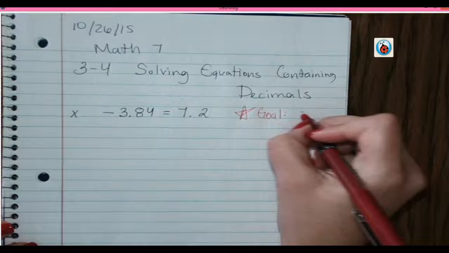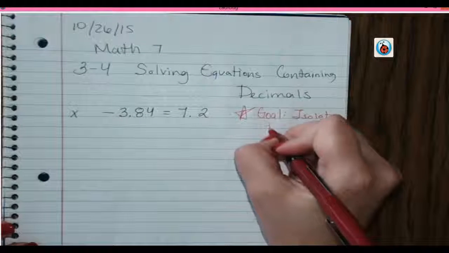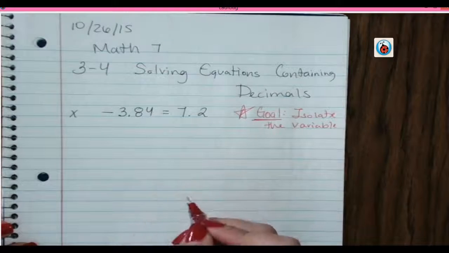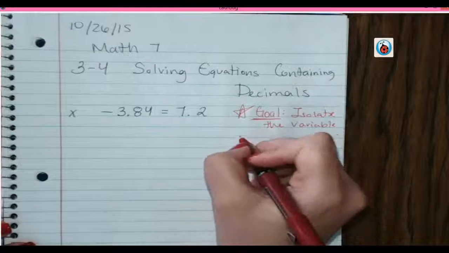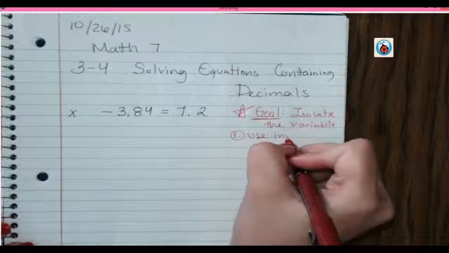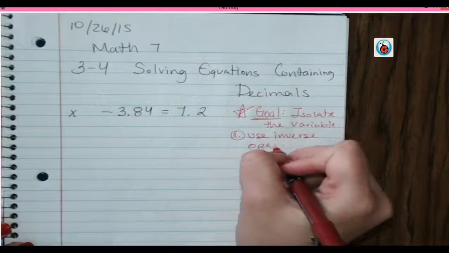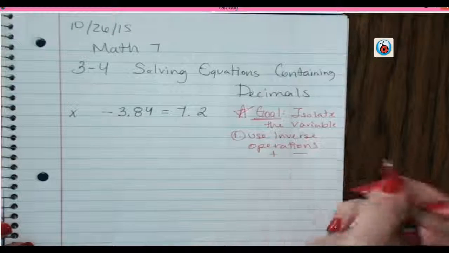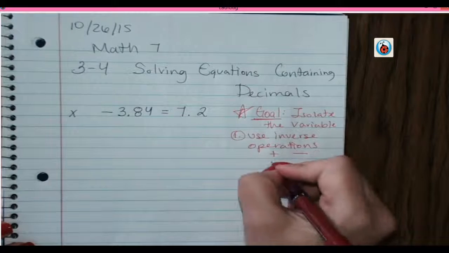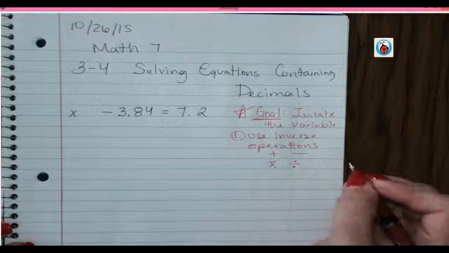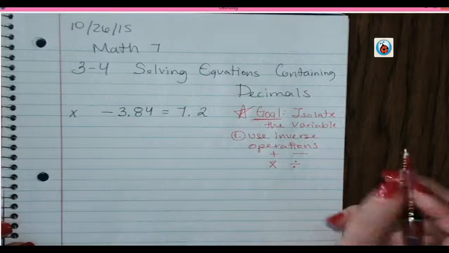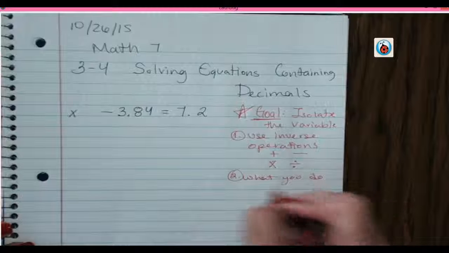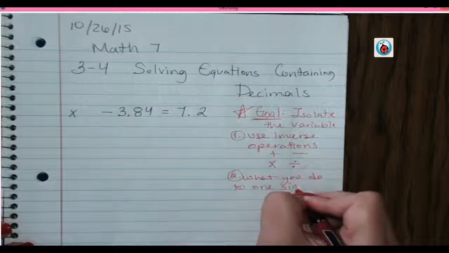Isolate the variable. This means that we want the variable by itself on one side of the equal sign. Step 1: Use inverse operations. The inverse of plus is minus, the inverse of minus is plus, the inverse of multiplication is division, and the inverse of division is multiplication. And step 2: what you do to one side, you do to the other.